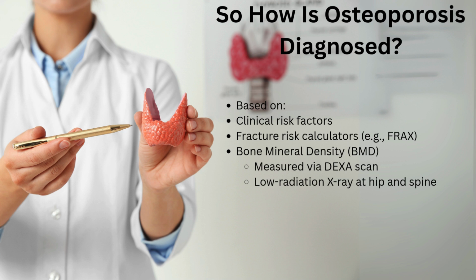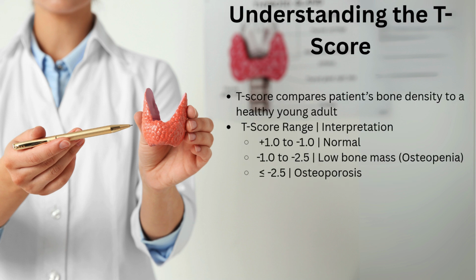Diagnosis relies on assessing clinical risk factors, sometimes using fracture risk assessment tools, and crucially, measuring bone mineral density, or BMD, the bone scan, usually with the DEXA scan, dual energy X-ray absorptiometry. It's a low-radiation X-ray that measures bone density, typically at the hip and spine. The results are reported as a T-score. The T-score compares your bone density to that of a healthy young adult of the same sex.